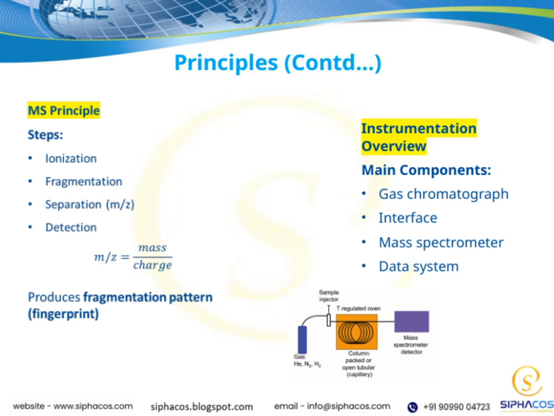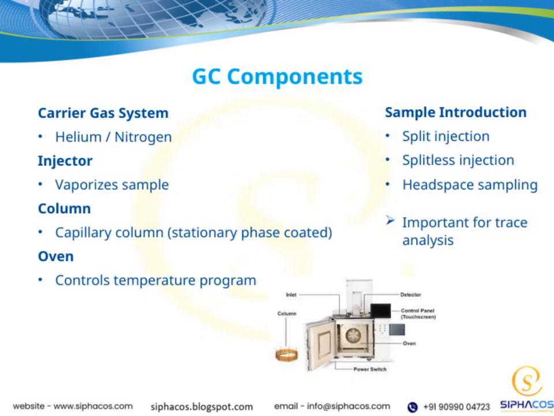Understanding these core components and principles is vital because they form the backbone of our analytical method, enabling us to get accurate, reliable data. This overview ties into the overall theme of how sophisticated instrumentation drives precise chemical analysis.